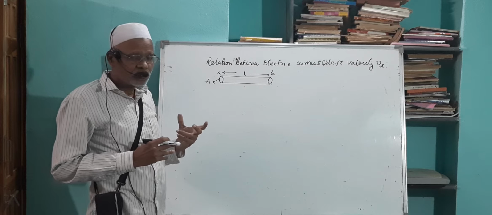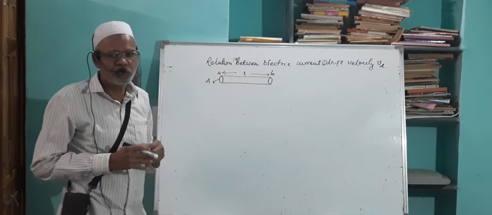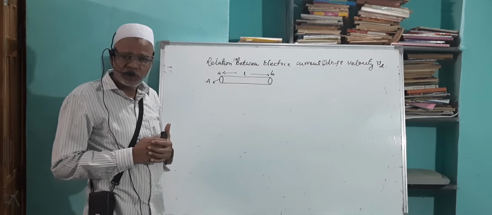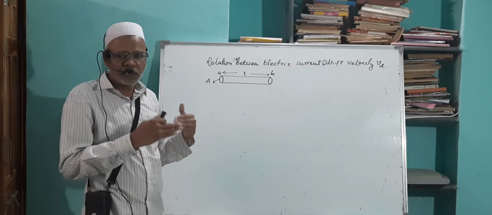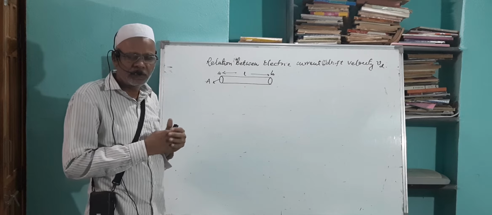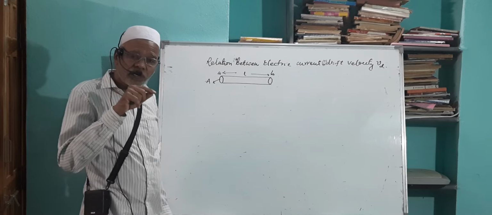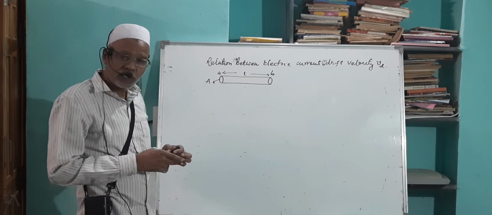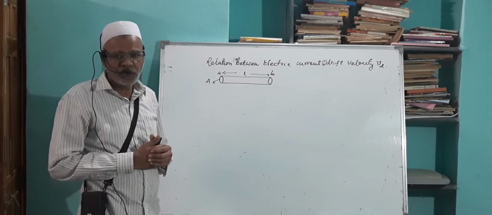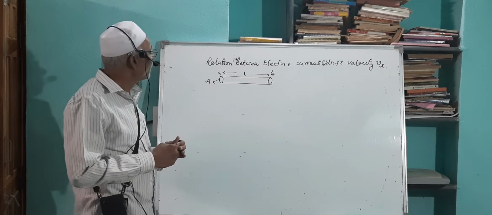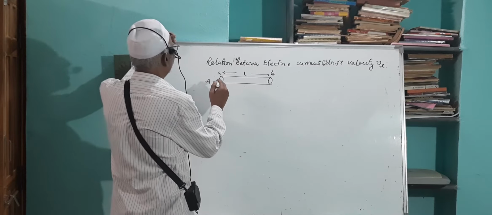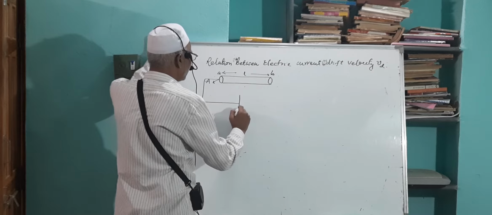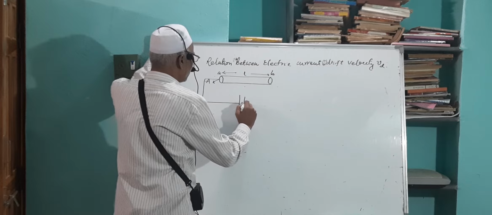The second thing is that across the ends of the conductor there should be a potential difference. Here there is no potential difference, therefore inside the conductor electrons are moving in a zigzag manner. In order to give a definite direction for the flow of electric charge, you have to establish a potential difference across the ends of the conductor. For that, you have to introduce a battery. So this is a battery, is it?